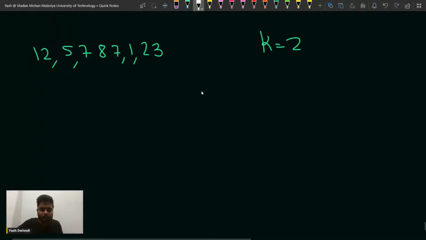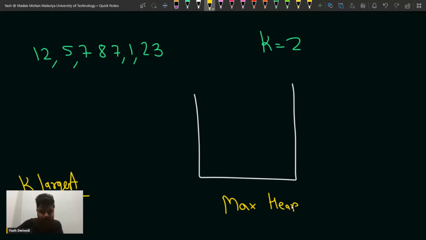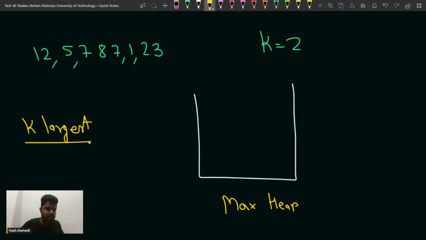Okay, guys, now if we are finding the k largest, which kind of heap will we develop? See, we need to find the k largest elements. Remember that. So if you want to find the k largest, we will declare a max heap. If you have to find the k largest, you will declare the max heap, right?